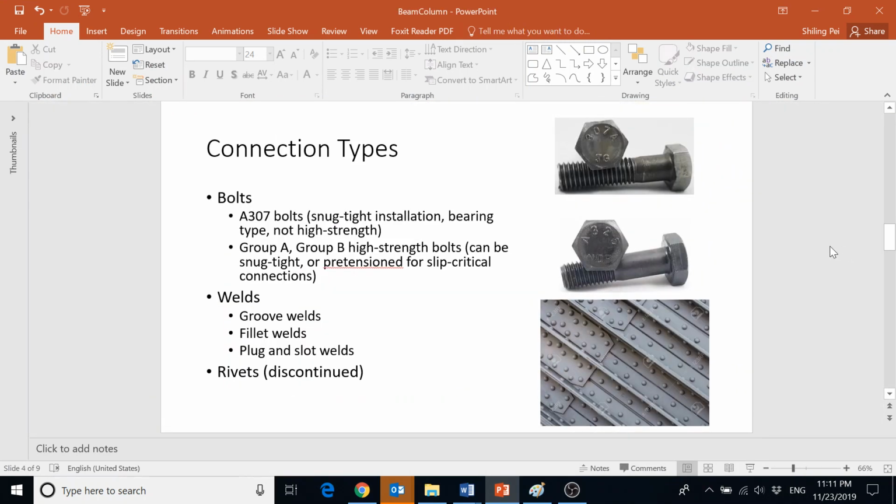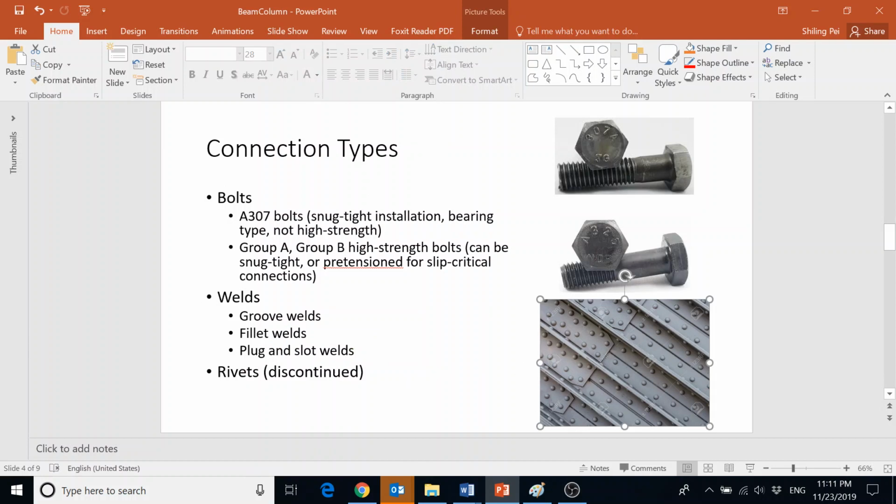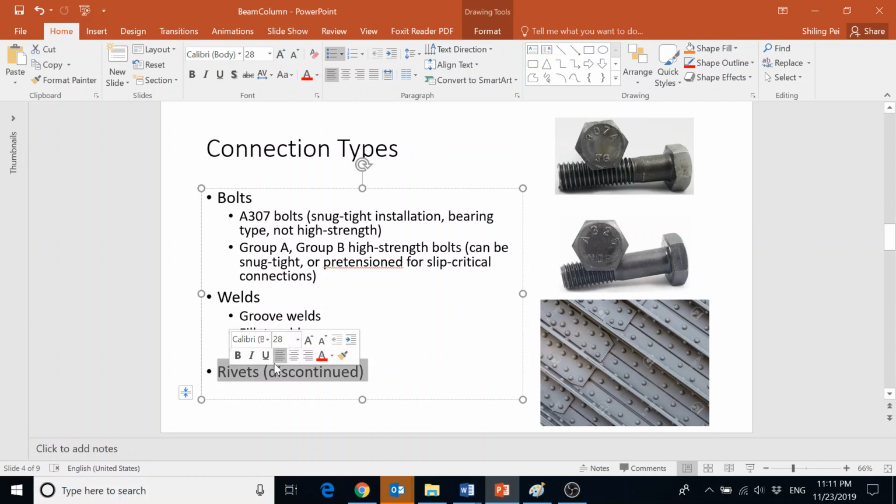So let's go to the next one. First of all, when you talk about connections, you want to know how many things we need to consider. In steel, there are mainly three types: bolts, welds, and rivets. But rivets, as you can see shown here, are pretty much discontinued. Nobody's doing them anymore. In fact, there's no provision about rivets in the current AISC steel manual.